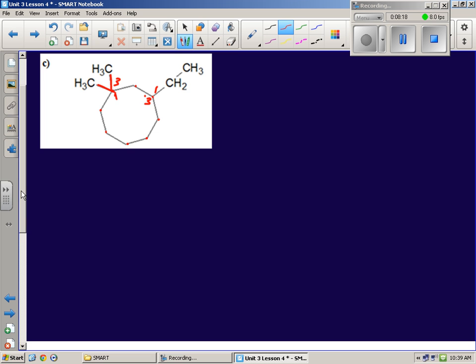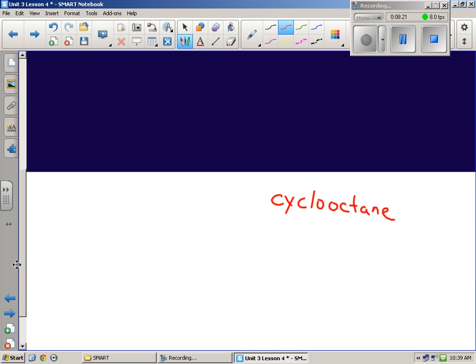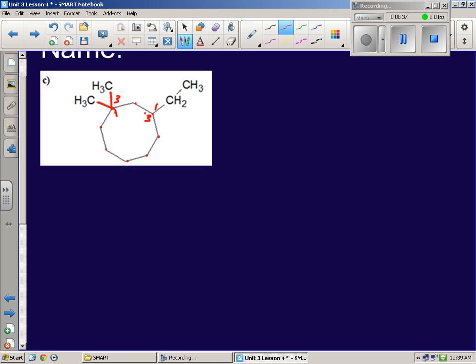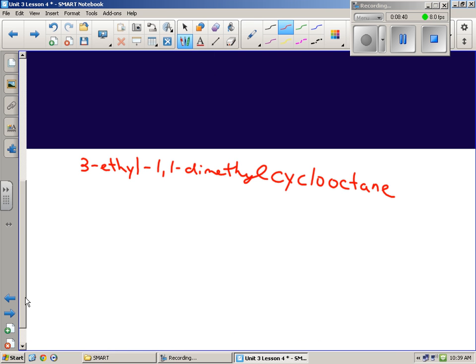And of course, ethyl comes before methyl, so it looks like we're going to go with 3 ethyl, 1,1-dimethyl cyclooctane. Okay, so 3 ethyl, 1,1-dimethyl. Alphabetical, using the lowest numbers possible. So 2 1s and a 3. All right. Good. Questions, anyone? Questions? All right.